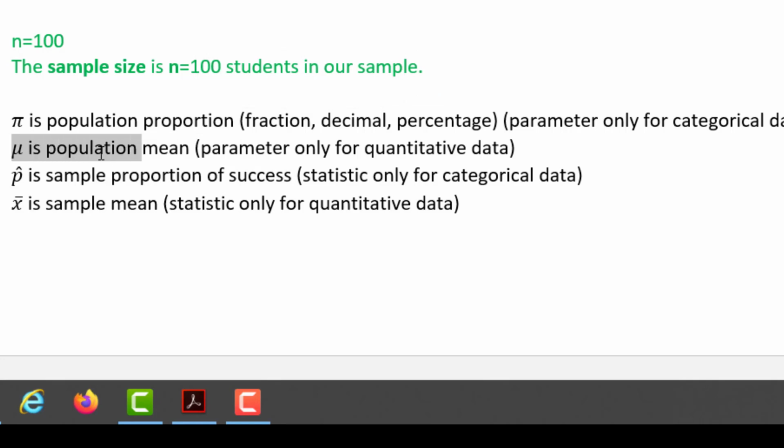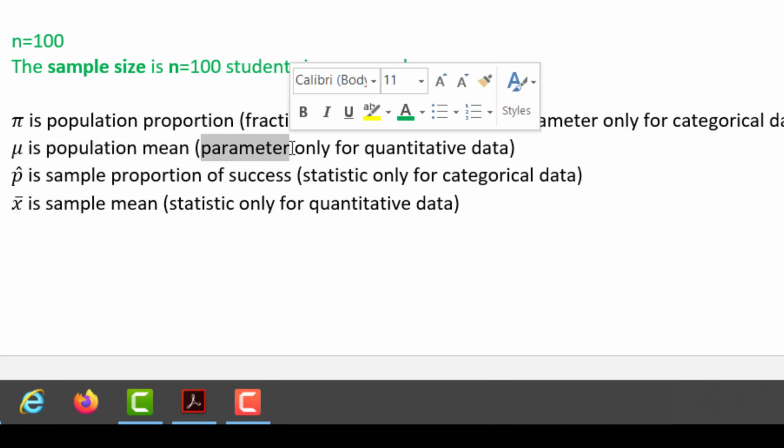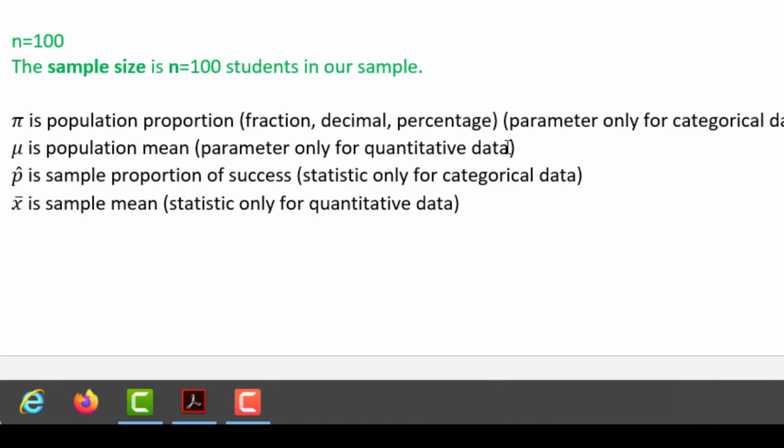Mu is a population mean. So it's an average of an entire population. Again, it's a parameter because it's a number related to an entire population. We'd only use this for quantitative data. Mean, remember, is found by adding up all the numbers and dividing by the number of data values. So it has to be numbers in your data set. So you can only find mu if you're talking about quantitative data. So mu is the mean of the entire population.